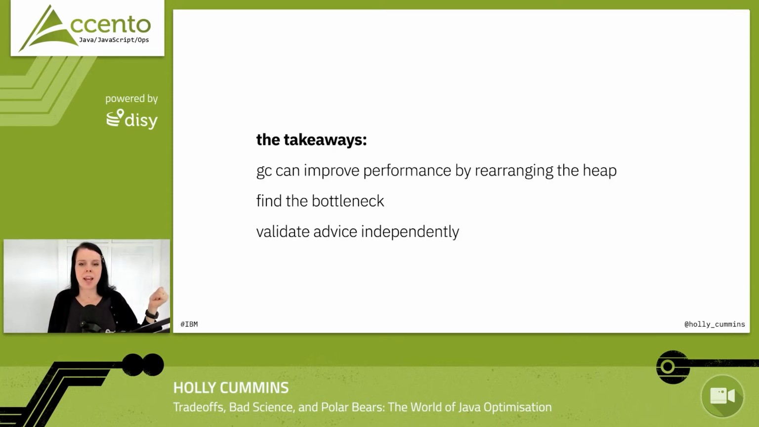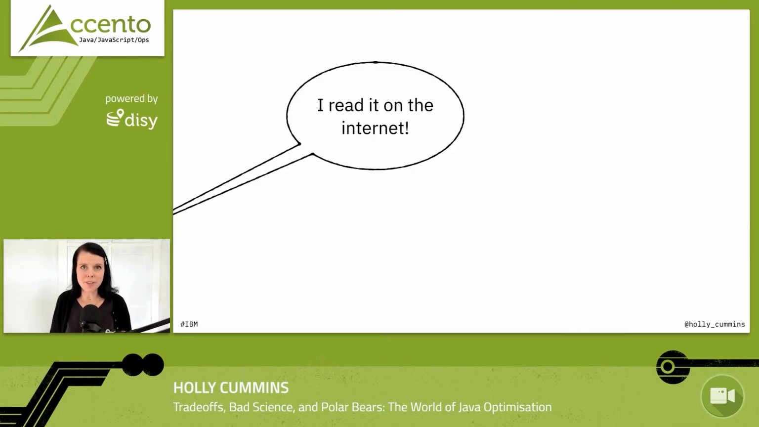Well, do know that GC can improve performance by rearranging the heap. Always, always, always find the bottleneck. And always, always, always validate performance advice independently. Because it seems like such a good idea to not try and reinvent the wheel. But performance advice can be really treacherous. There are so many people who are wrong on the internet about so many things, but especially for optimization, because last year's good advice is this year's awful advice.